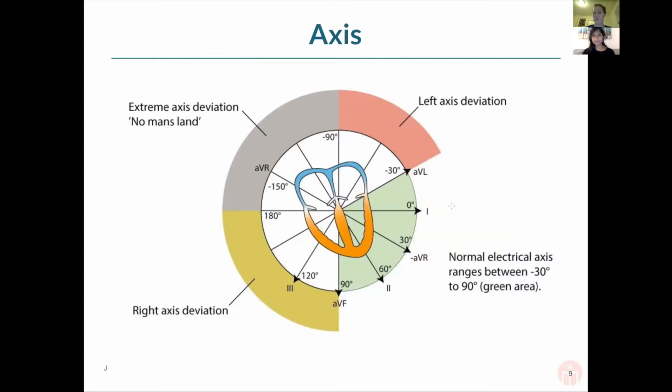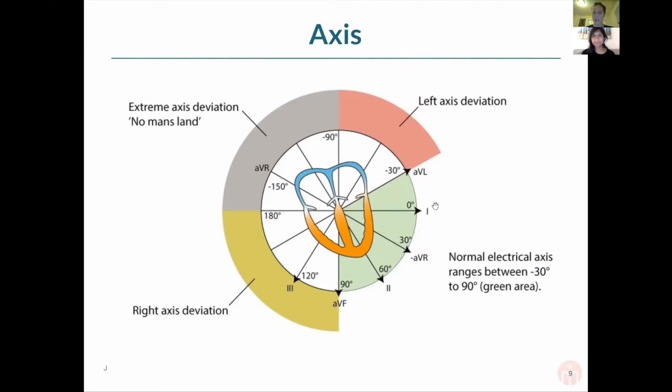Generally, if it's a more negative vector of the QRS complex in lead 1, generally speaking, that leads to right axis deviation. It can get quite complicated with the extreme axis and all of that, but for the purposes of Step 1, if aVF is positive and lead 1 is negative, it would be right axis deviation.